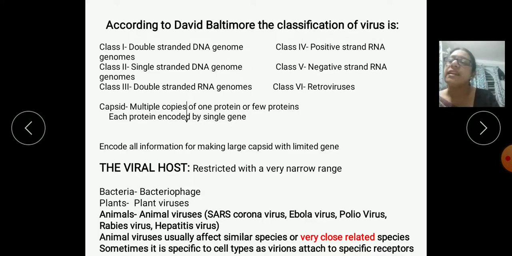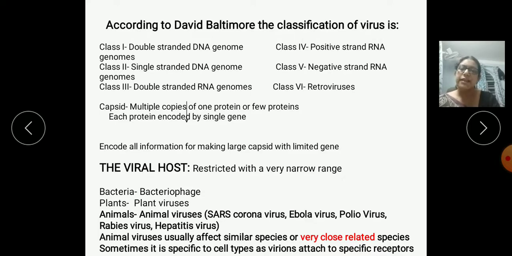Now, as we stated, a virus causes infection, or it is pathogenic, which means it requires a host where it will go and multiply. Now, the host range is very narrow. One is bacteria, that is the bacteriophage. Then the plants, where the plant viruses attack. We will concentrate on the animal viruses because in recent times the topic of discussion is virus, and the recent viruses seen nowadays are SARS coronavirus, the COVID-19 virus, Ebola virus, and apart from that, one of the very old ones is the influenza A virus.